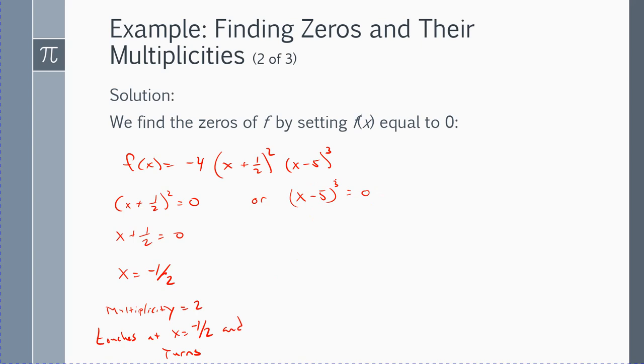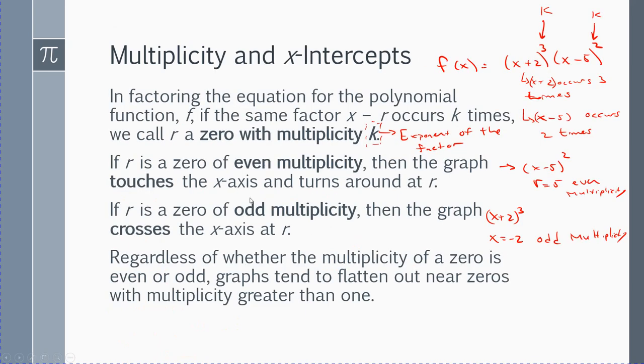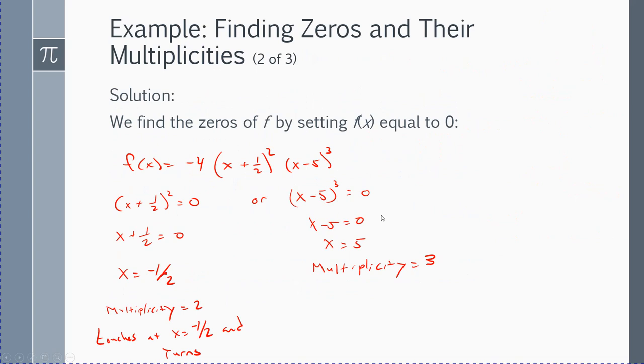Now look over here, all right? We have a 3 out here, so x minus 5 has to be 0, or x is equal to 5. But here the multiplicity is odd, it's 3. So what happens when the multiplicity is odd? The graph crosses the x-axis here. So the graph crosses the x-axis at this value, x is equal to 5.